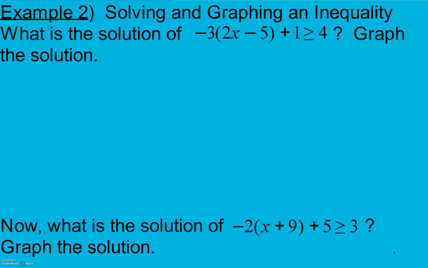Example 2 here, we're going to solve and graph this inequality. So the first thing I'm going to do is get rid of my parentheses and distribute. Negative 6x plus 15. Then I'm going to bring down the rest of my inequality. Plus 1 greater than or equal to 4. Combine our like terms. Again, when we go about solving an inequality, it's the same steps that we go about solving an equation unless we multiply or divide by a negative. So here, I subtract 16.